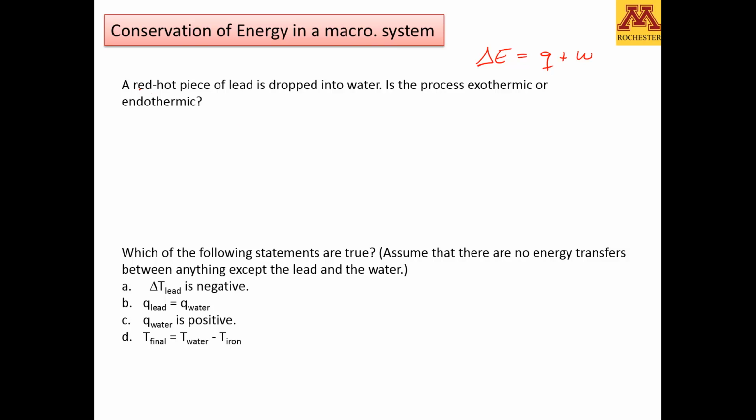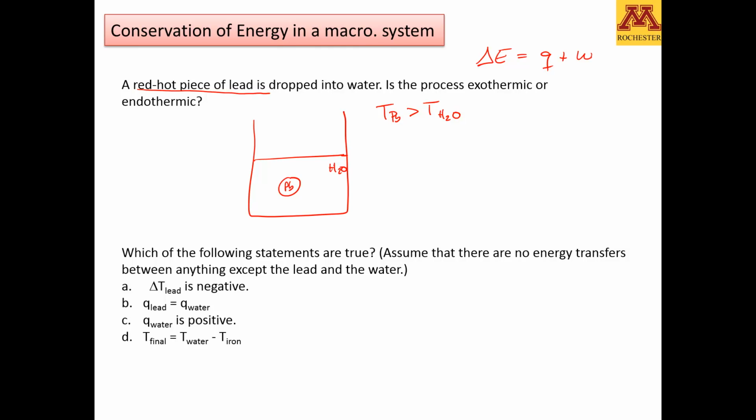So in this case, it says there is a red hot piece of lead dropped into water. Okay, so let's imagine that this is water, and we throw in some hot piece of lead. First of all, if it's red hot, it means that the temperature of the lead has to be higher than the temperature of the water, because water, if it's liquid, cannot be higher than 100 Celsius, and lead is not red hot at 100 Celsius.